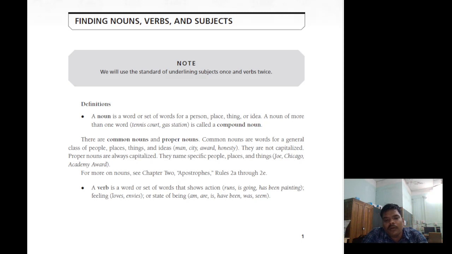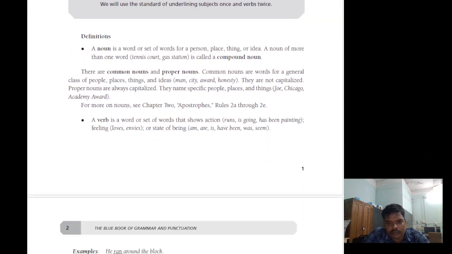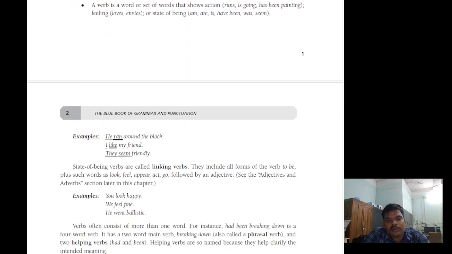Next is the verb. What is a verb? A verb is a word or set of words that shows action. Action means runs, going, painting, feeling, loves; state of being: am, are, is, have been, was, seem. Examples of the verb: He ran around the block. Here, ran is the verb. I like my friend. Here, like is the verb. They seem friendly. Here, seem is the verb.